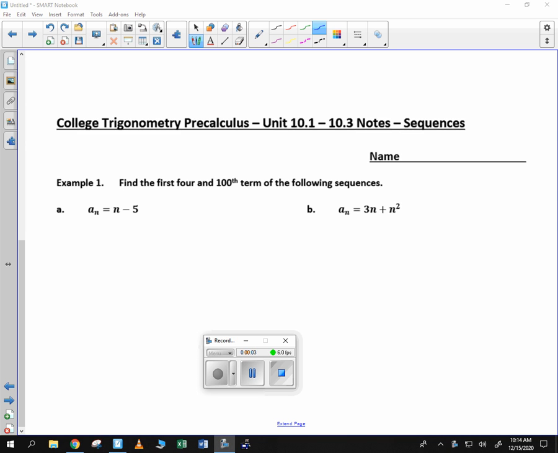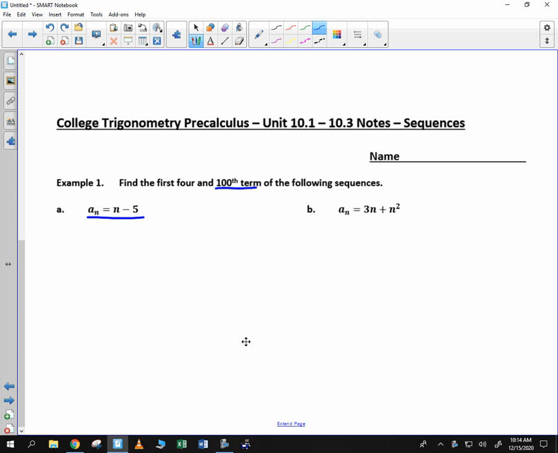All right, college algebra students, time to investigate a topic on sequences. So we're going to talk about sequences and series in these next two lessons. And it says find the first four and then the 100th term of the following sequences.